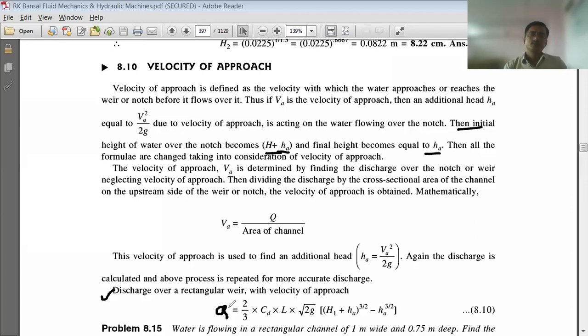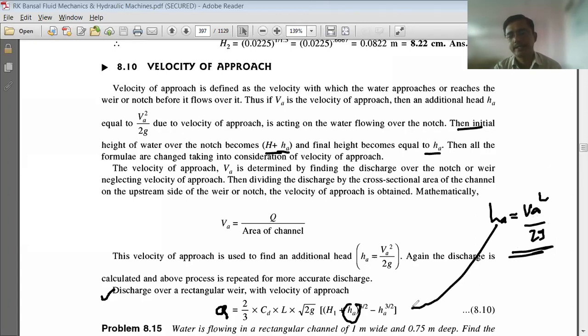Is it over? Now, how to find this velocity of approach? That is the question. We have written this formula, this HA and so on. How to find HA? We wrote the formula VA square upon 2g, from which we will find HA and put it in this formula. But before that, we should know how to find this VA. How will we find VA? For that purpose, we have the equation discharge is equal to area into velocity, right? This is our formula. So this velocity is nothing but the average approach velocity. We will consider it here.